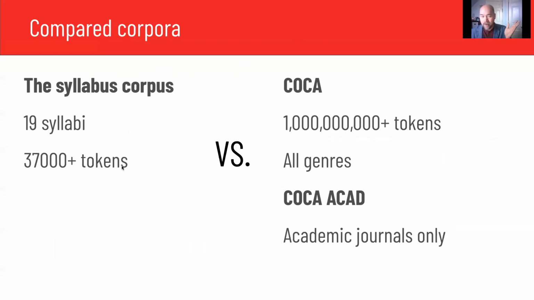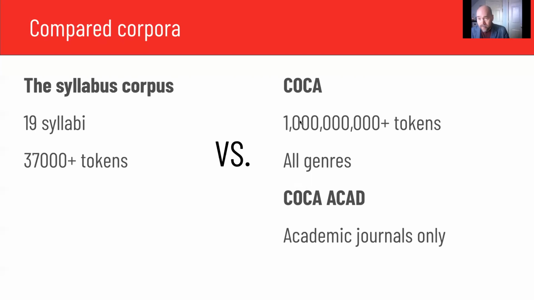Tokens are just words or sometimes punctuation. And I compared that with 2 other corpora. COCA is a free corpus that anyone can use. If you Google COCA, you can find and use it. You have to register, but it's free.